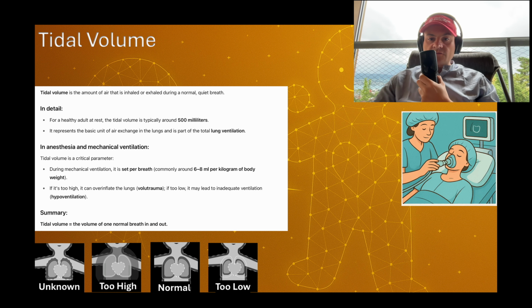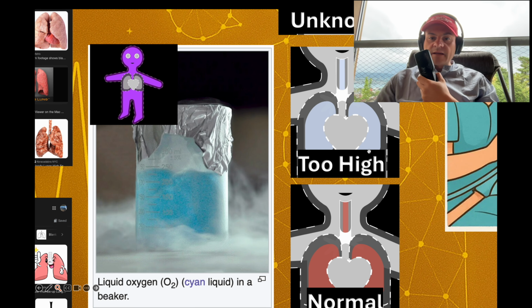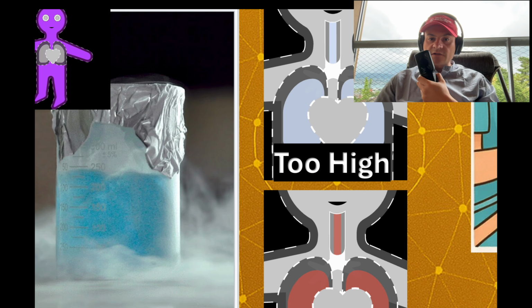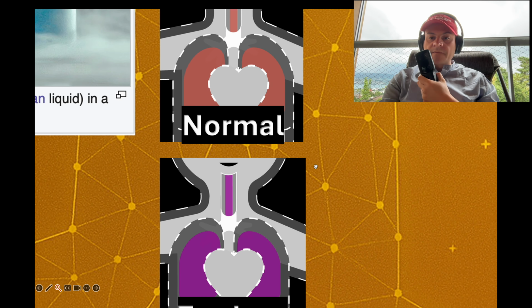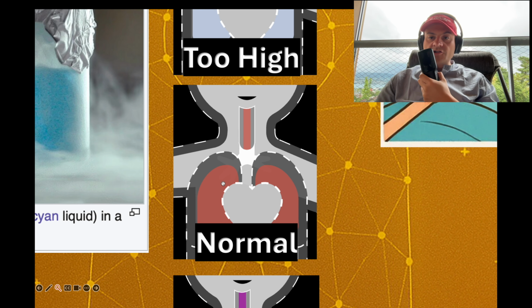Inspiratory oxygen concentration uses the same colors as oxygen saturation. So if the lungs and the airway turn light blue, it means the oxygen concentration is too high. And if they turn into the cyanotic look, then it's too low. And in normal, they have the color of normal lung tissue.